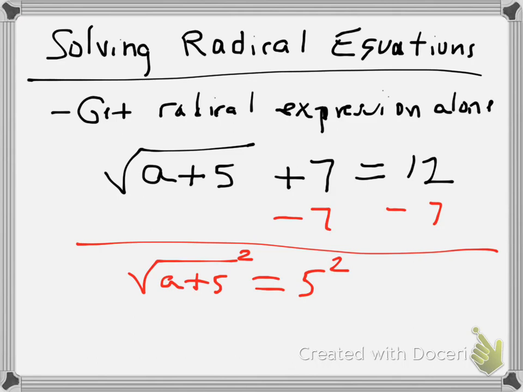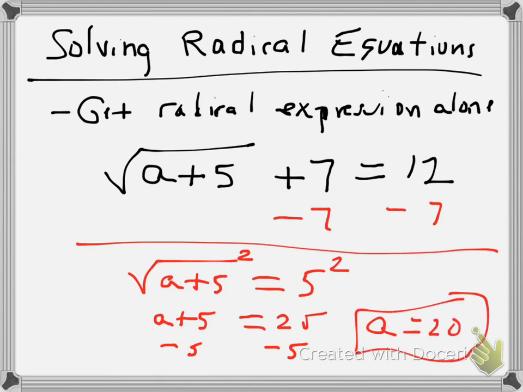Once I do that, the radical disappears, and 5 squared is 25. Now I'm left with a simple one-step equation where I'm going to subtract 5 from both sides, and I'll find that the value of a in this case is going to be 20. Okay, and if I want to check my answer, I can substitute that value in for a. 20 plus 5 is 25. Square root of that is 5. 5 plus 7 equals 12.